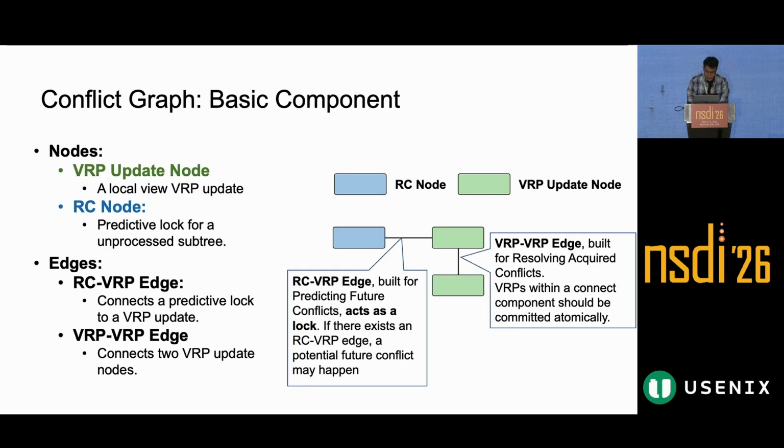And to implement this predictive locking and track conflicting VRP updates, we introduce a conflict graph. The graph consists of two types of nodes: VRP nodes, or VRP update nodes, representing local view updates, and RC nodes acting as a predictive lock. And then the RC to VRP edge predicts future conflicts and acts as a lock. And the VRP to VRP edge groups acquired conflicts.